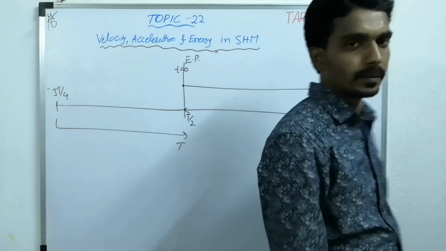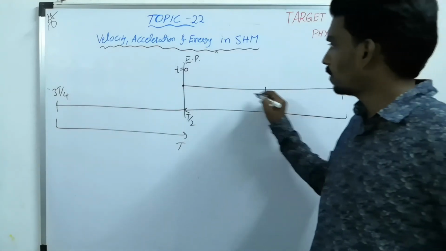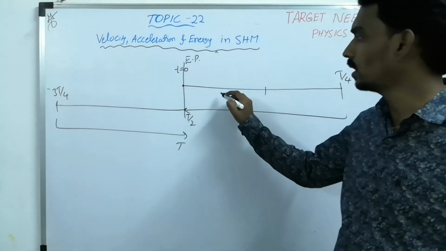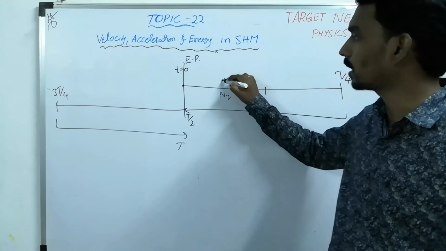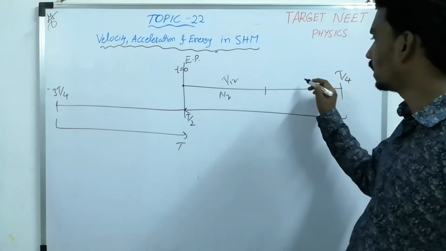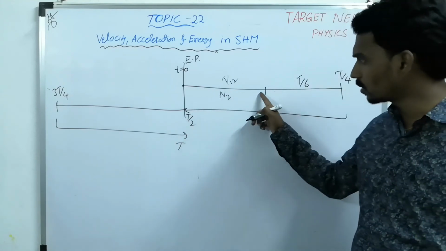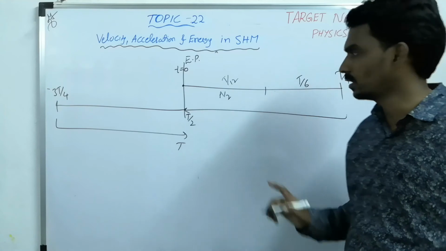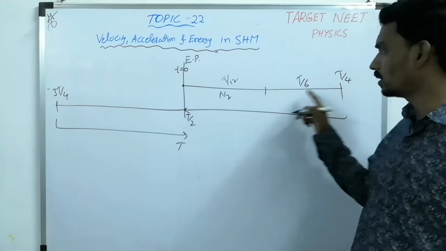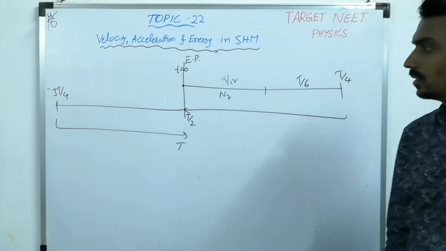One time period. Now from here to here, to cover half of the amplitude, the time taken is T by 12, and the next half is T by 6. Not only from here to here, also the same thing. Similarly from here to here and here to here, same thing.